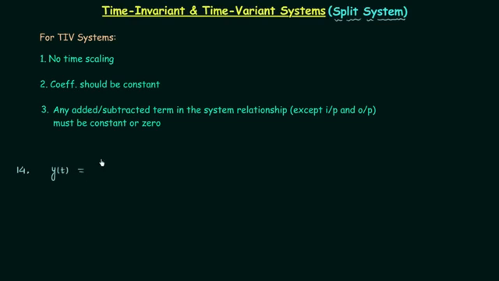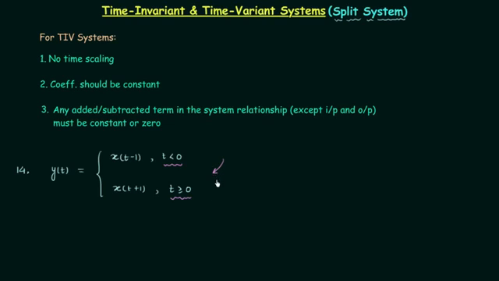Output y(t) is equal to x(t) minus 1 when time t is less than 0, or negative, and it is equal to x(t) plus 1 when time t is greater than or equal to 0. So when t is 0 or positive, y(t) is equal to x(t) plus 1, and when t is negative, y(t) is equal to x(t) minus 1. You can see there is a condition on time, and whenever there is a condition on time, the system is known as a split system.